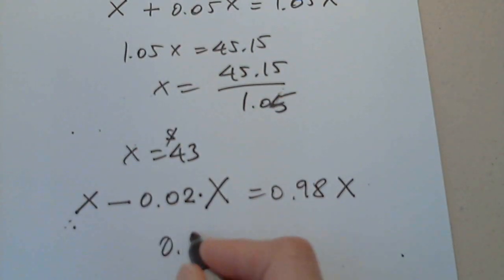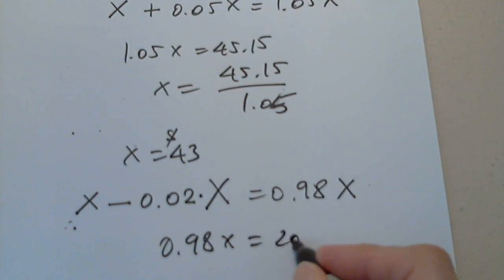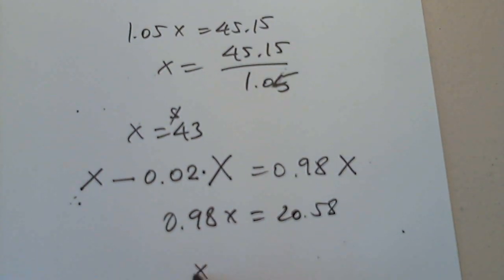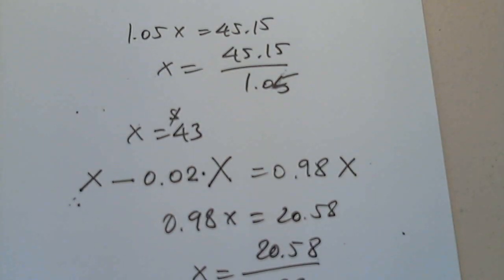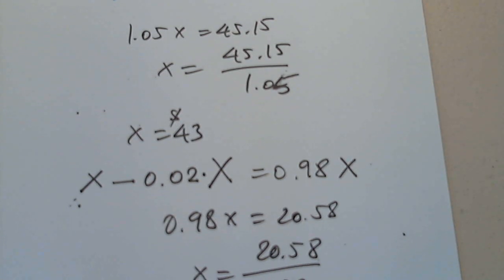So this is 20.58. And yes, of course, we're going to divide both sides by 0.98. And that's the original. So 20.58 divided by 0.98. So it was 21, and now it is 20.58. Good.